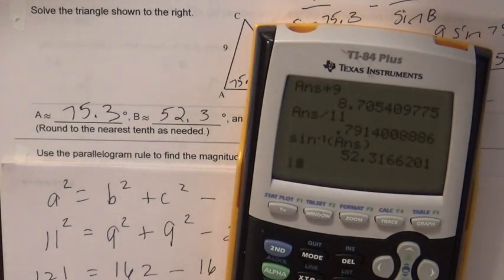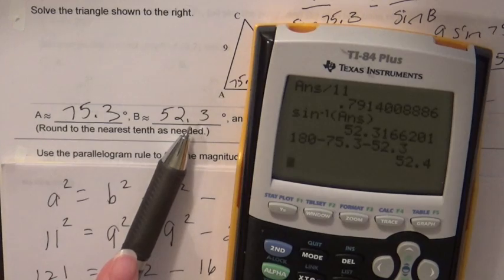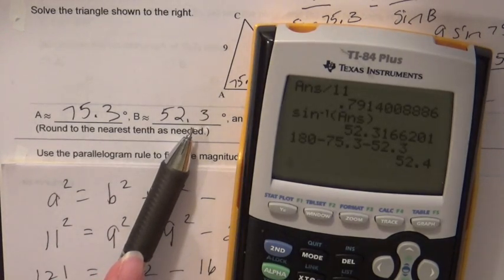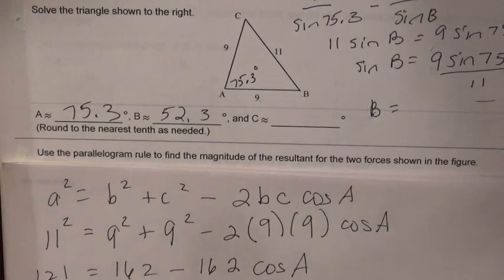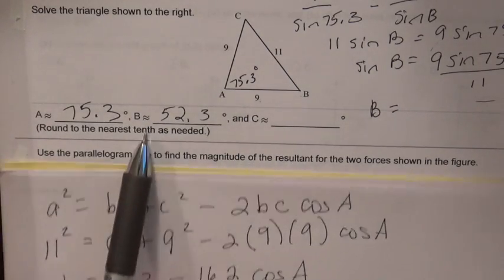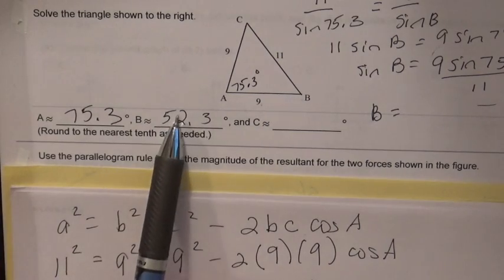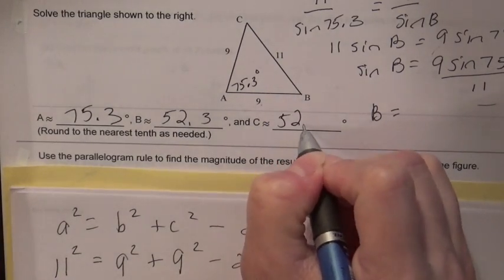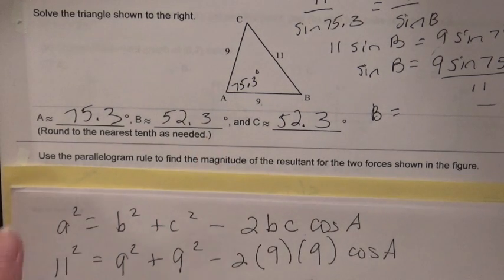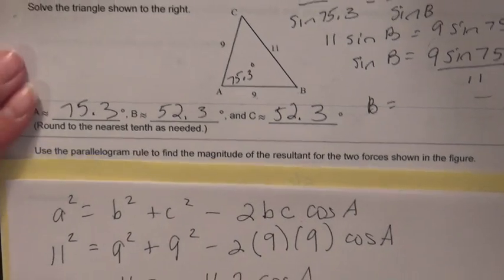Let me see what happens. If I do 180 minus 75.3 minus 52.3, I'm getting 52.4. My MyMathLab will count that wrong if you enter 52.4 because it's supposed to be the same thing as angle B. So I apologize about that. That's just a rounding issue. So if you see this problem on the exam, whatever number that you get here, you're going to have the same number here. Hopefully you'll have the correct number. So you'll put 52.3 so that these two will be the same. Okay, alright, so that's that one. Let's move on to the next one.